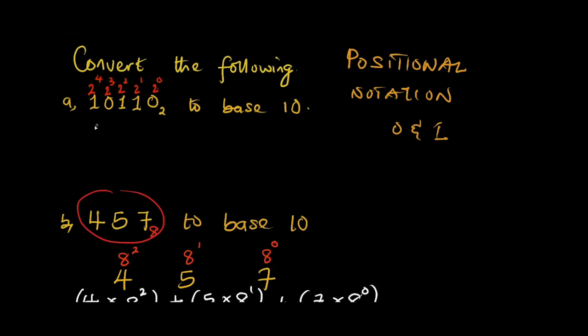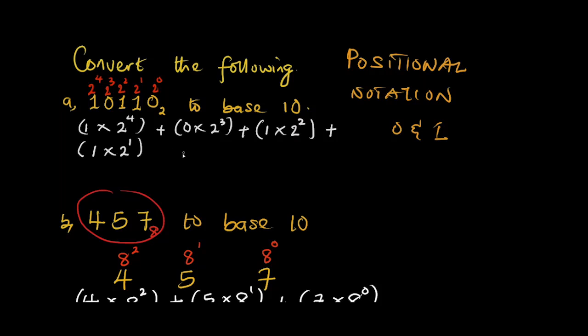So in expanded form now, we have 1 times 2 raised to the power of 4, put it in brackets, plus 0 times 2 raised to the power of 3. Of course, we know anything multiplied by 0 just means there's nothing there, so we can neglect it. If you neglect it, there's no problem. You can just skip it. Plus 1 times 2 raised to the power of 2, plus 1 times 2 raised to the power of 1, plus 0 times 2 raised to the power of 0.